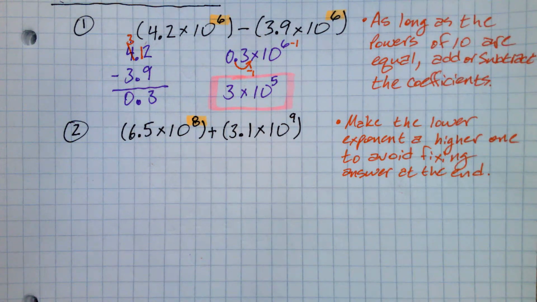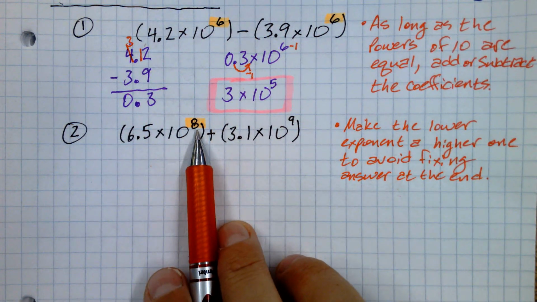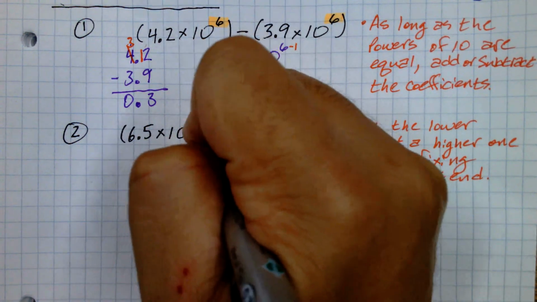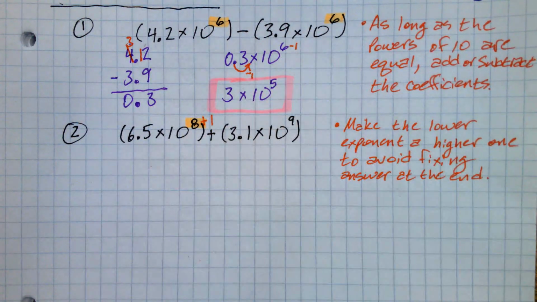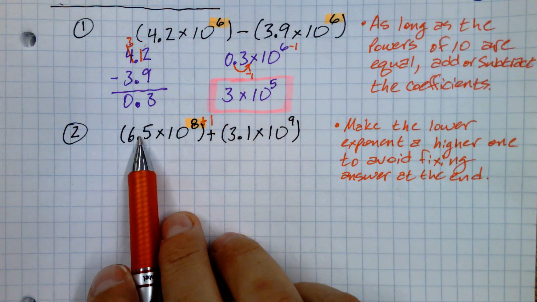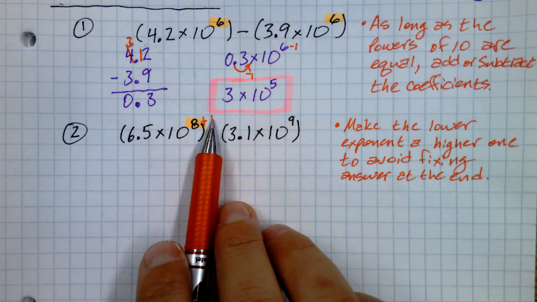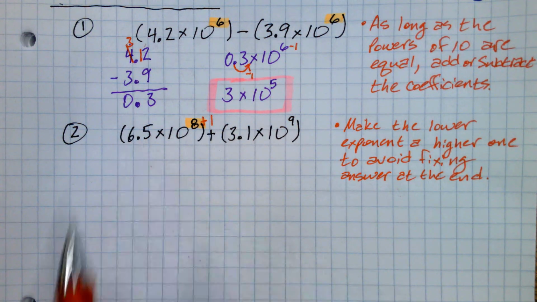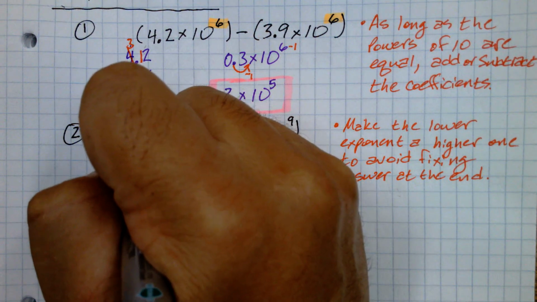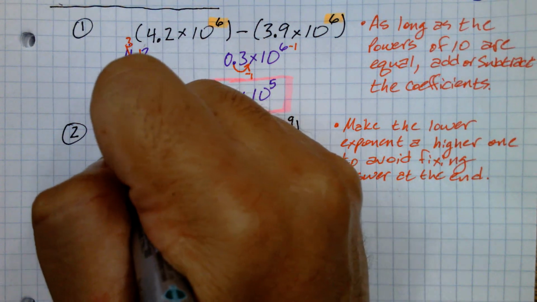If you do what I'm just suggesting, take the lower power, bump it up to the higher power, and by bumping up, we want to add 1 to make it 9. Okay? It's going to help us. So if I want to make that a 9, that means I have to move my decimal one place to the left. Right?